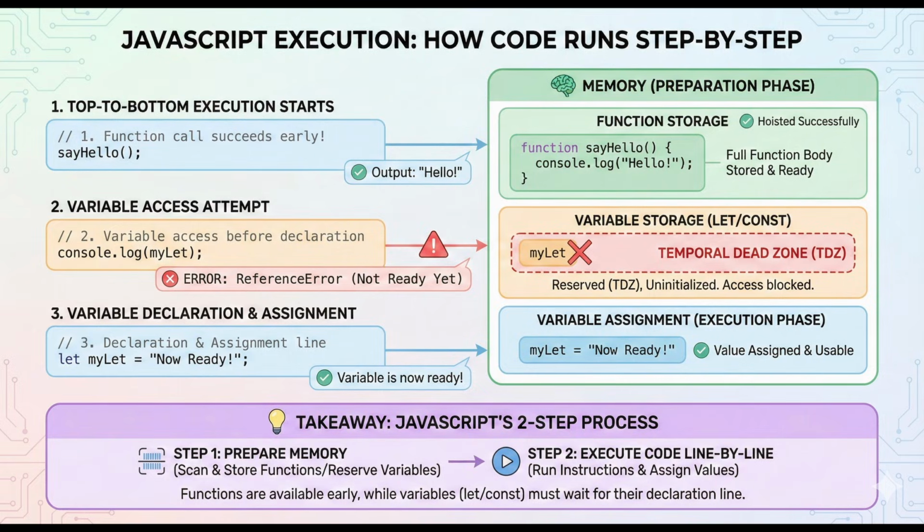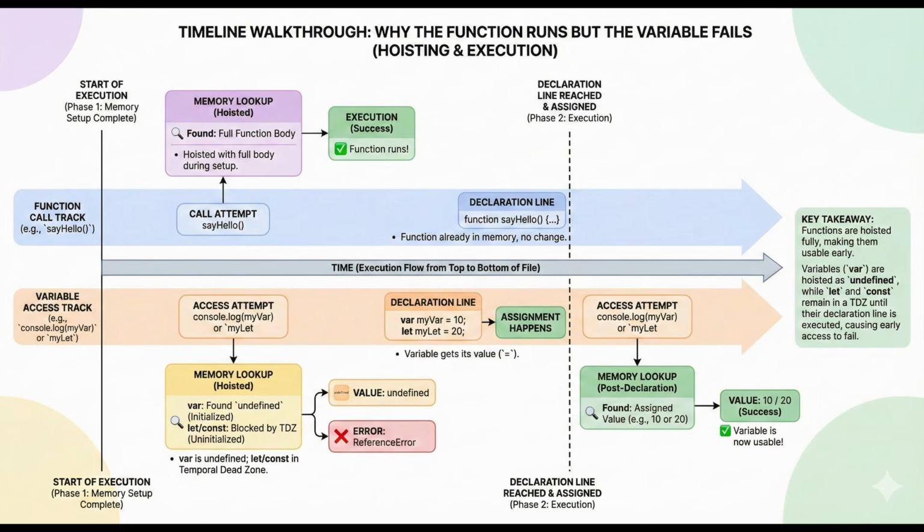So the important thing to remember is this. JavaScript reads your entire file first, prepares memory, and only then starts executing code. This two-step process explains many confusing behaviors. It explains why functions behave differently from variables. It explains why undefined appears. It explains why some errors happen even before a line seems to run.